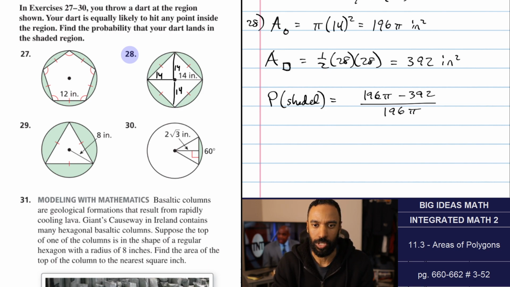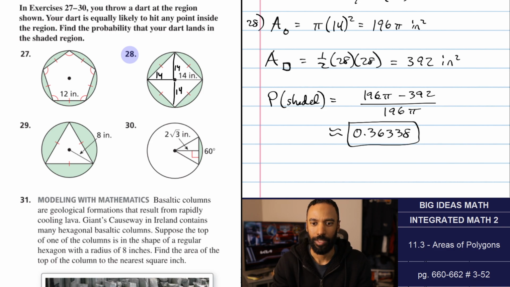So in my calculator, this is a lot easier looking as far as numbers go. So I'm going to use parentheses, 196 pi minus 392. Now that would be the area of the shaded region. And let's divide by 196 pi. This needs to be in parentheses because that pi needs to multiply with 196. And here you'll get 0.36338. Again, as a probability, that's around 36%. I don't know how many decimal places you'll actually need, but I'm going to go ahead and use that many. So we're in the ballpark of what we're going to say. It was around 36%. Okay, let's go to number 29.